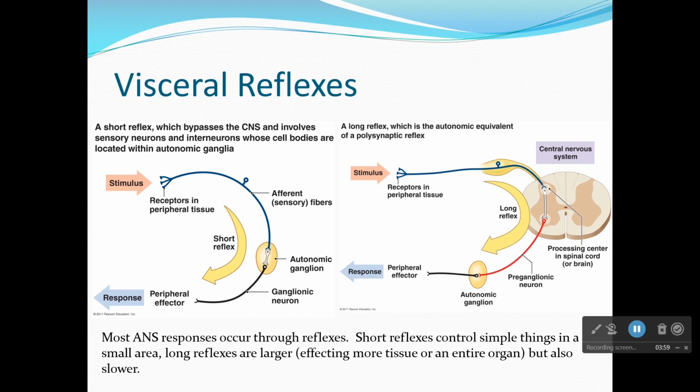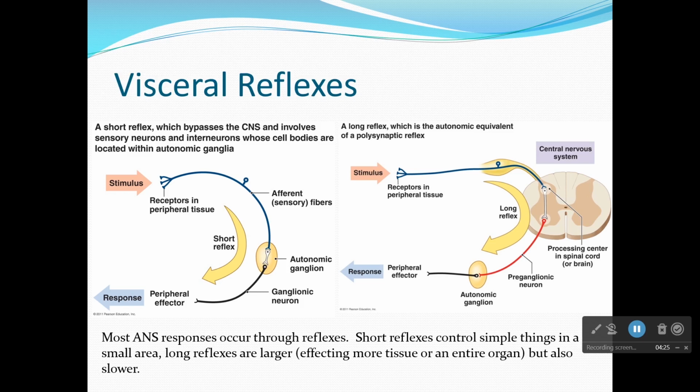So this is an example of a short visceral reflex. The processing, the intelligence, is happening in the ganglion. Now, this is not going to be complex decision making. This isn't going to include information from lots of different parts of the body. It's going to be short, simple, and fast, right? So that's the short reflex.